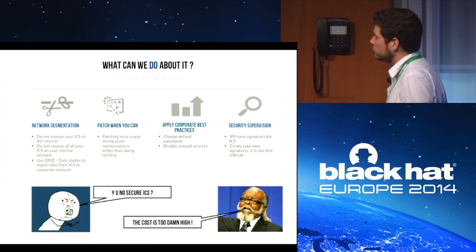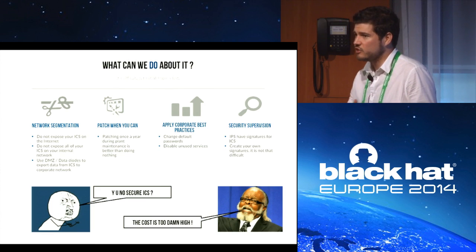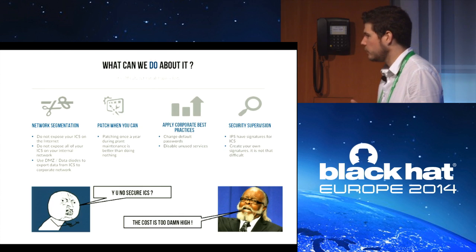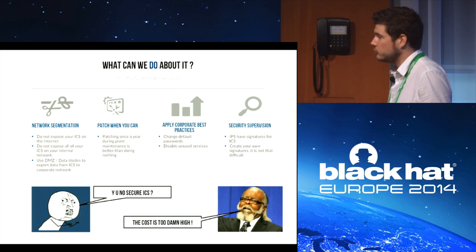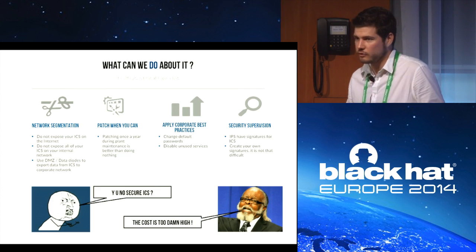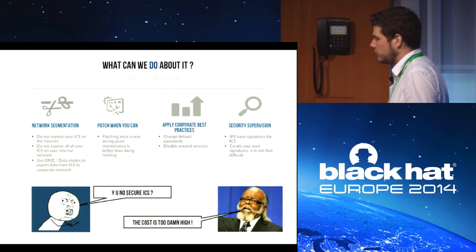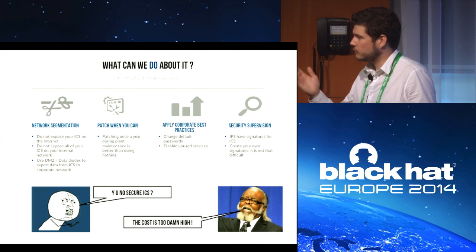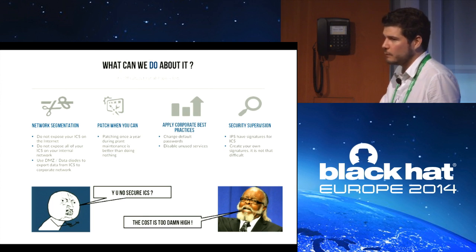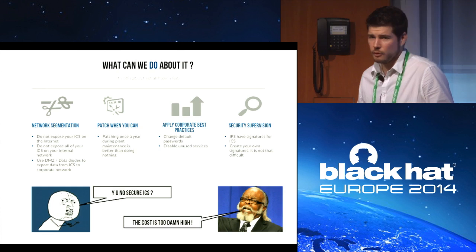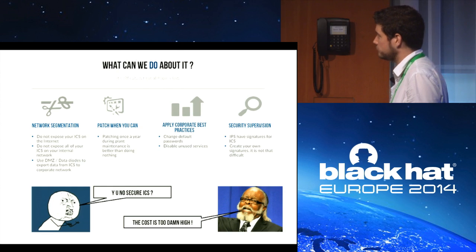Try to apply some corporate best practices. So changing default passwords, that's something not everybody does on the corporate network, but most people do. You should try to do the same on your ICS when you can. Of course, for the hard-coded credentials, you can't. But at least do what you can do. The same for the services on specific models of PLC. You can disable the web server, you can disable the FTP server. Most of the time nobody uses it, so just disable it.